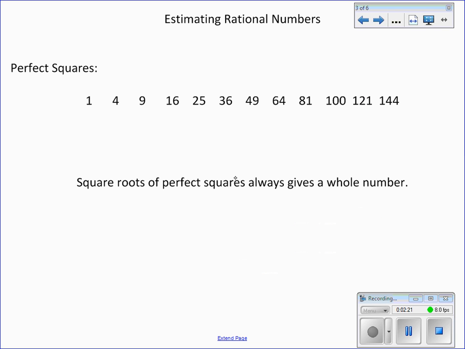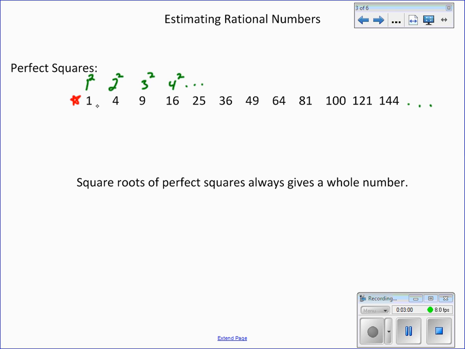So before we can solve it, we need to truly understand our perfect squares. These are our perfect squares, and they go on forever, but these are the basics. The way we found these is we took 1 to the second power, 2 to the second power, 3 to the second power, 4 to the second power, and so on. So 1 to the second power, or 1 squared, is 1. 2 to the second power, or 2 squared, is 4, and so on. These are our perfect squares.